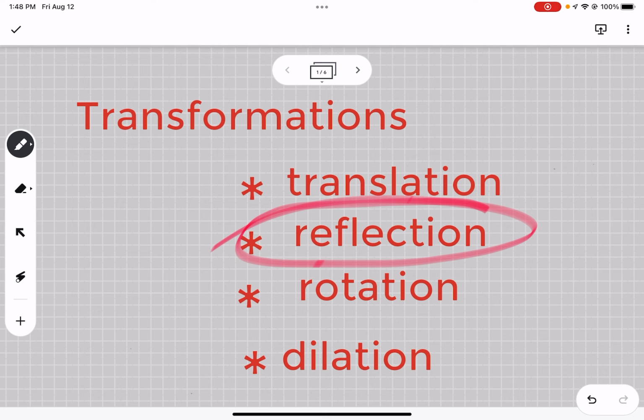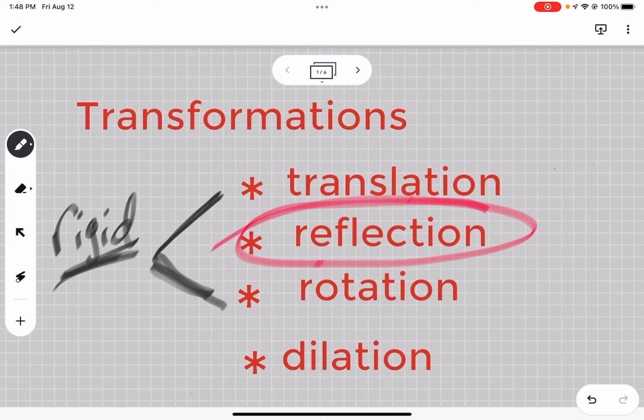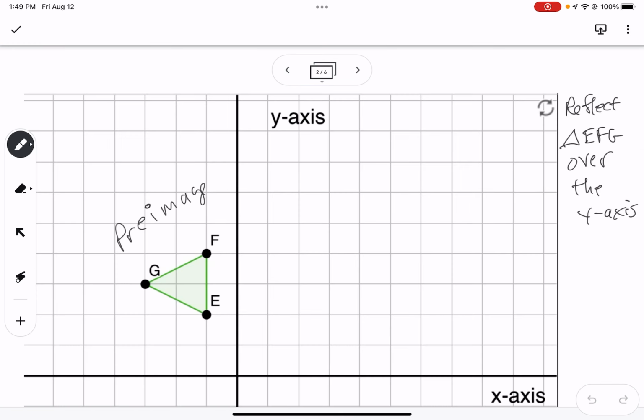Remember that for transformations, rotation, reflection, and translation are all types of rigid transformations. This means that they do not change in size or shape. So with reflection, the figure should still look the same, but it will look flipped or a mirror image of the original, which we call the pre-image. And this is in 2D space, right? So here's our first example.